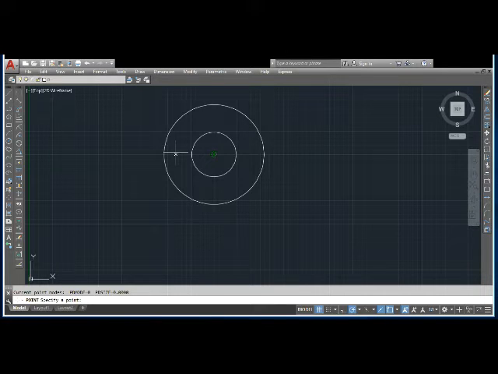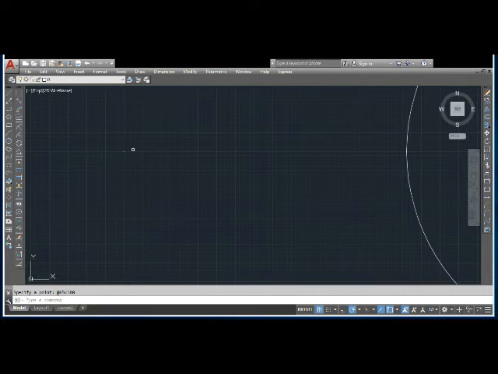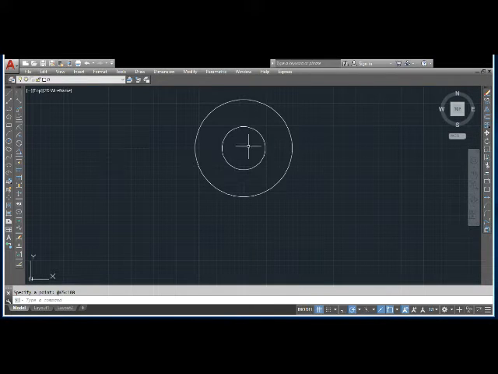I am typing the command here: @65<180. So here we have a point, and the distance between these two points is 65, and both are on the same axis. So I am taking a circle from the second point with a radius of 10.